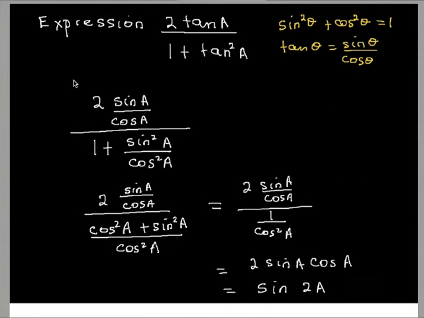Another question, I've taken the answer choices out. The question was: another way of expressing twice tan a over 1 plus tan squared a. I want to remind you again of the Pythagorean identity. And also, I may not have mentioned this before, tan theta is equal to sine theta over cosine theta.